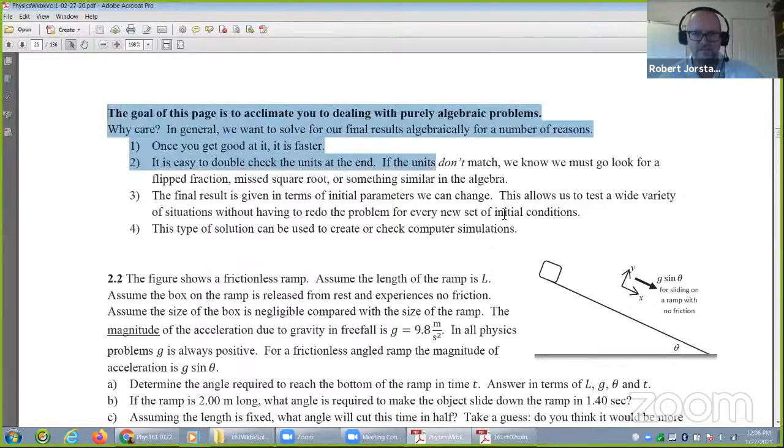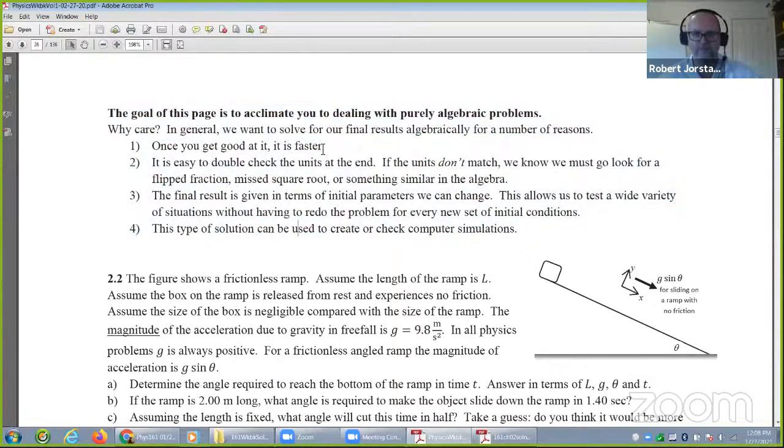Our goal is to get used to doing algebraic problems. Here are the reasons why. It's faster. It's easier to check the units and look for a missed algebra problem. The final result of the given parameters can change. That way you don't have to redo the problem for each new set of numbers. And finally, if you do problems algebraically, you could use that to create a formula in Excel or Python or MATLAB or some other computer program. We use those algebraic equations to set up the programming and the coding, and it's so much stronger. You could check codes with it, or you can create codes with it.